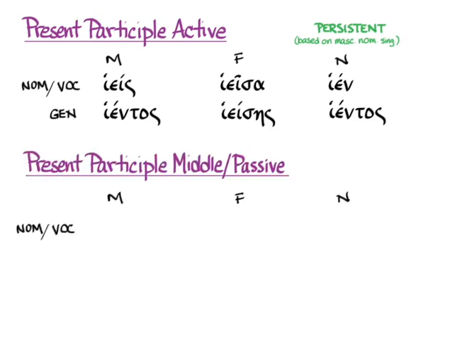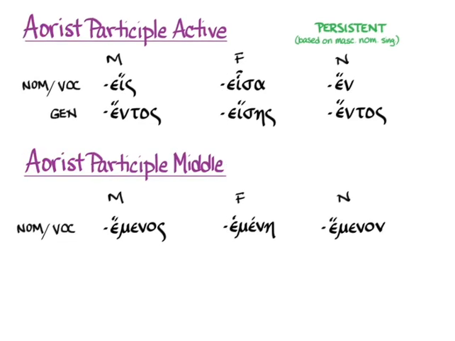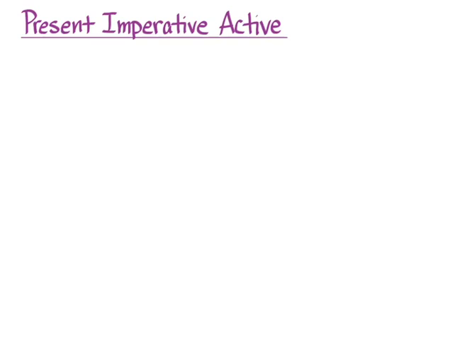The present participle middle passive follows that first and second declension pattern, hiemenos, hiemene, hiemenon. The aorist participles look exactly the same except without that iota at the beginning. So we get heis, heisa, hen in the nominative, which leads to the genitive from which you'll get the stems, hentos, heises, hentos. And then the middle of the aorist participle goes hemenos, hemene, hemenon. That lets us move on to the imperative.